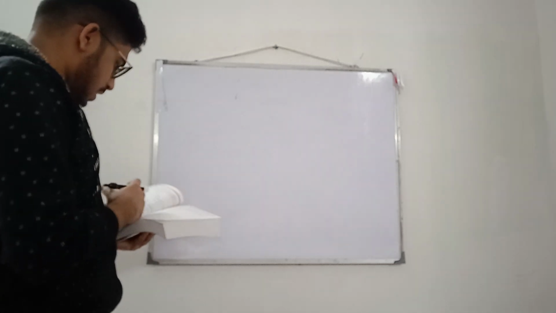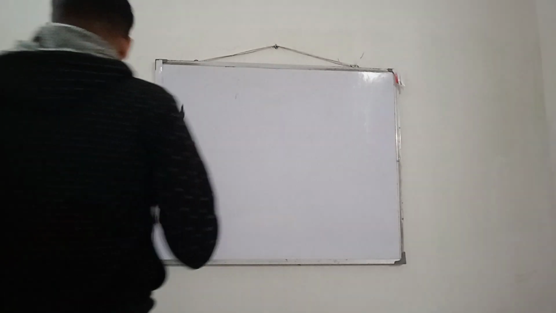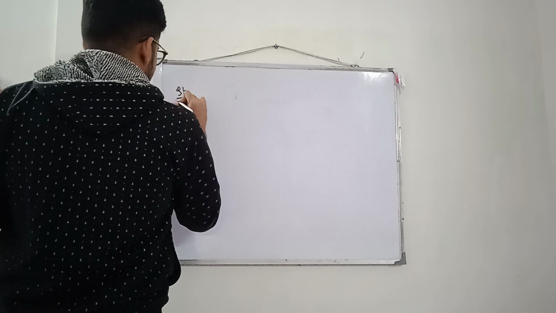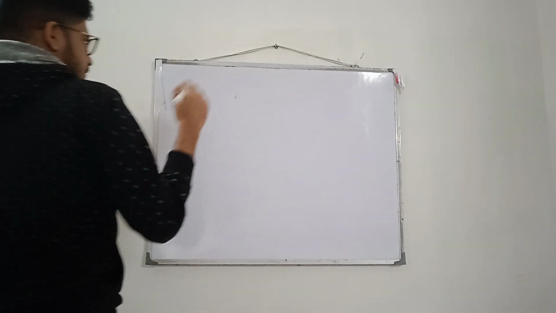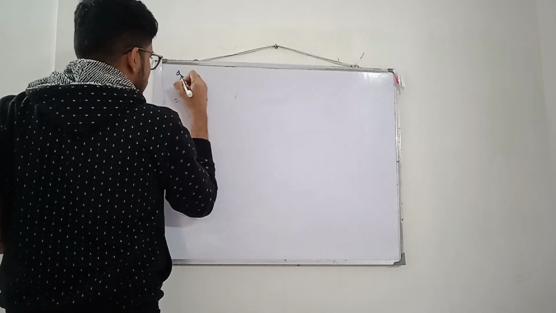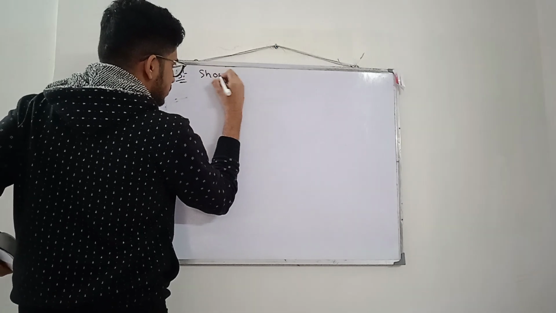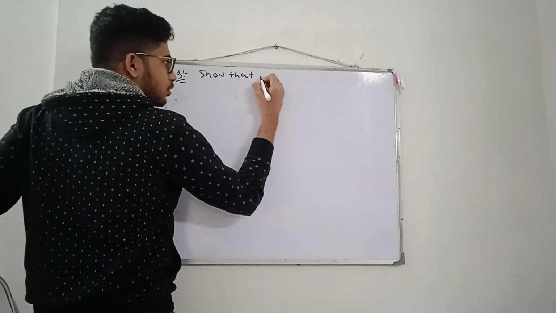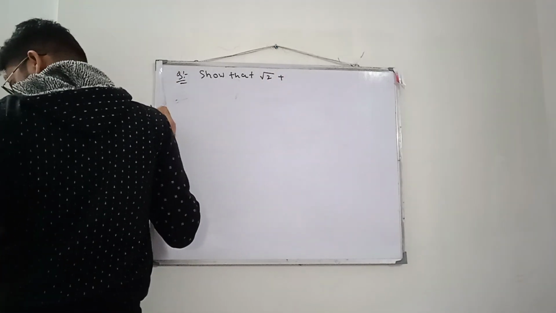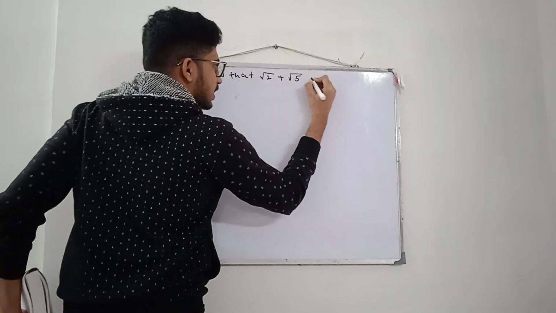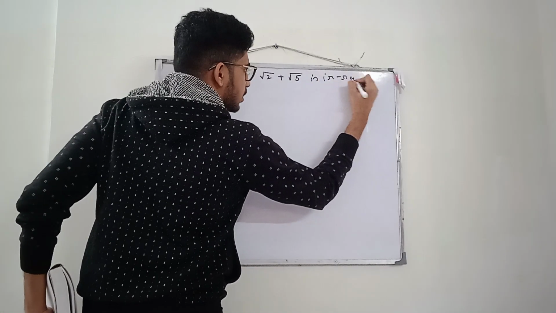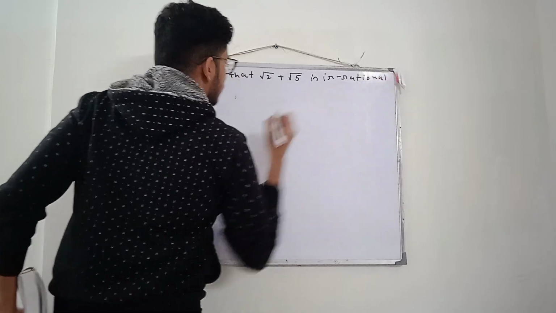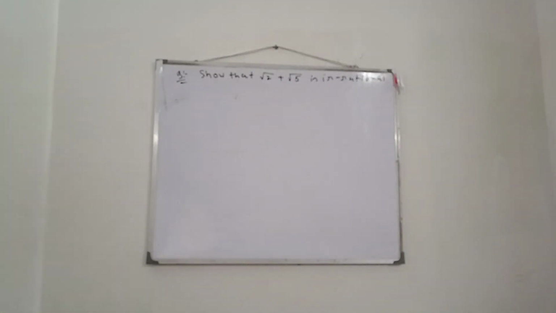Okay. Next is another important and interesting question. Here it is given: show that root 2 plus root 5 is irrational. Root 2 plus root 5 is irrational. Okay?